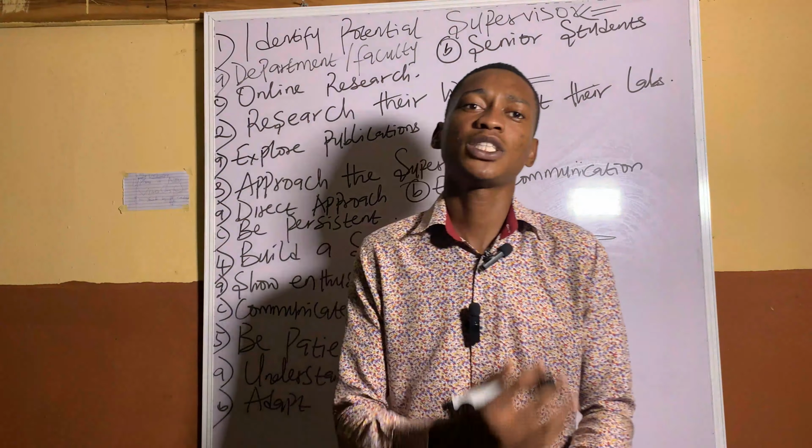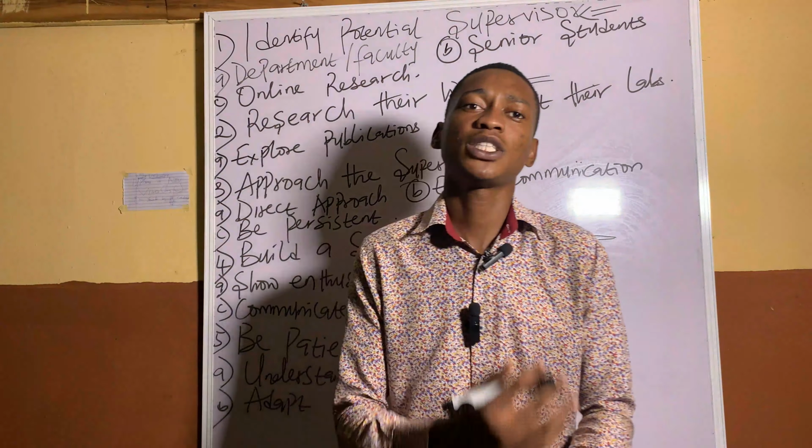So when you visit their labs, the next thing here is to approach the supervisor. Remember, you've identified your potential supervisor, you've researched their work, you've read their publications, and you've gone to the lab to see what they're working on and the students that work under them. The third one there is approach the supervisor. You can have a direct approach or email communication. A direct approach simply means scheduling a meeting with your potential supervisor and then having a conversation with them.